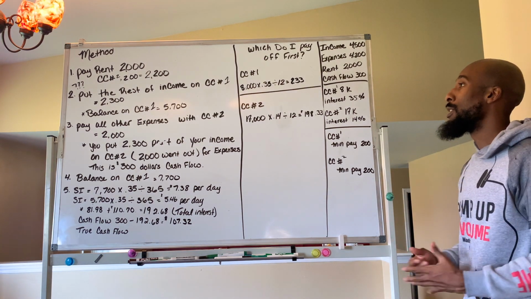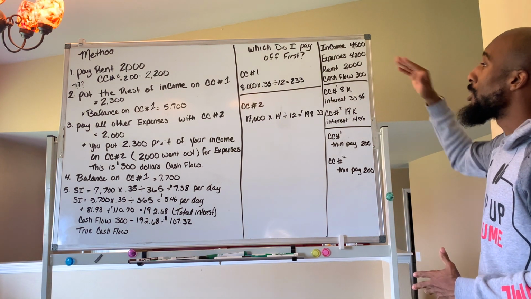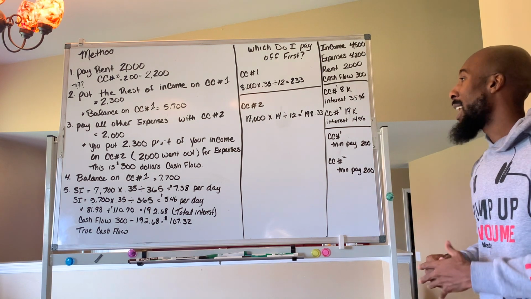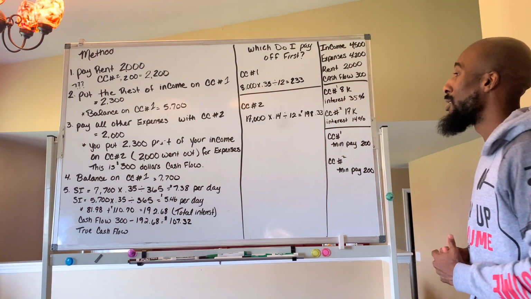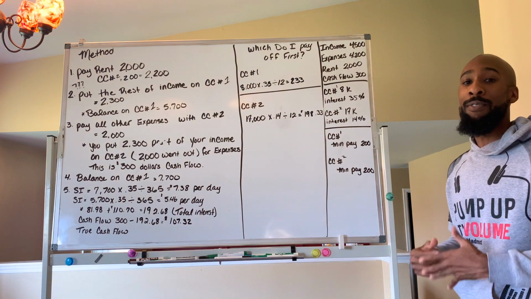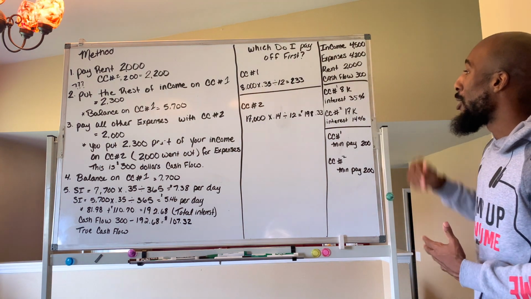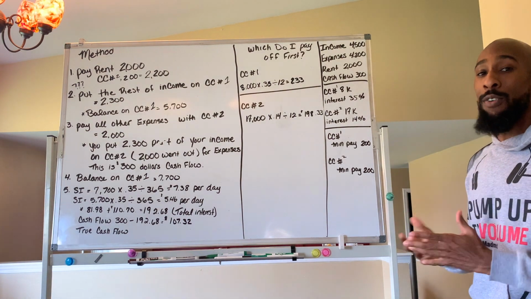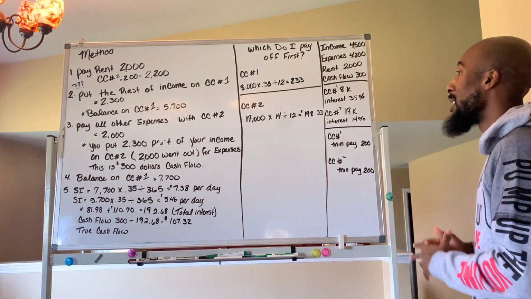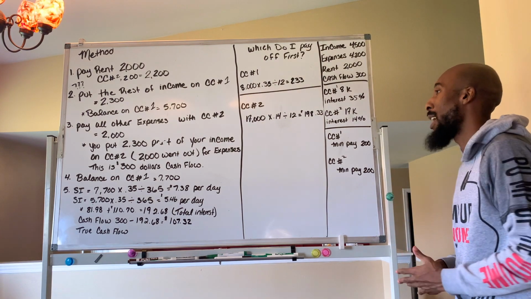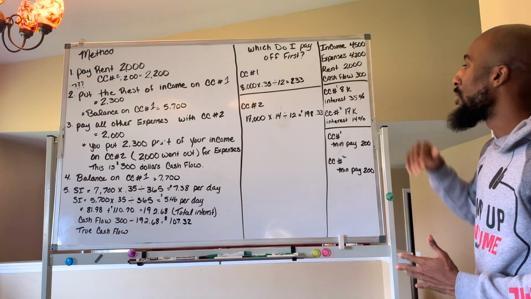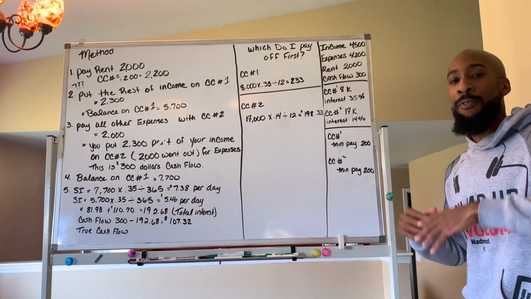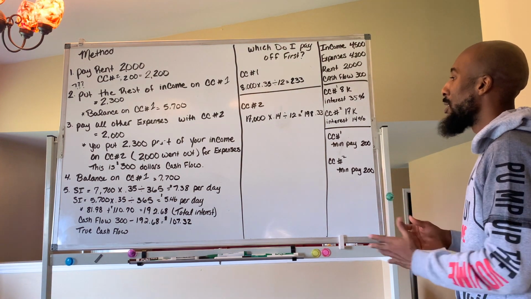We're going to move to the next step here. Which do I pay off first? Let's look at credit card number one. It has an $8,000 balance. We're going to times that by 0.35, the interest rate on credit card number one, and divide by 12 because there's 12 months in a year. That's the simple interest calculation. That gives us $233.